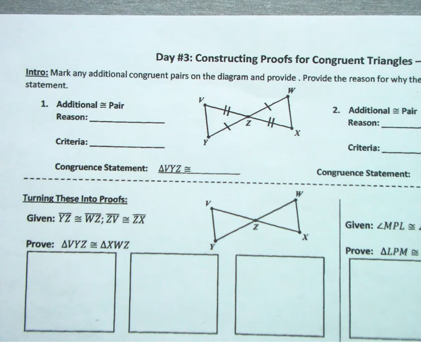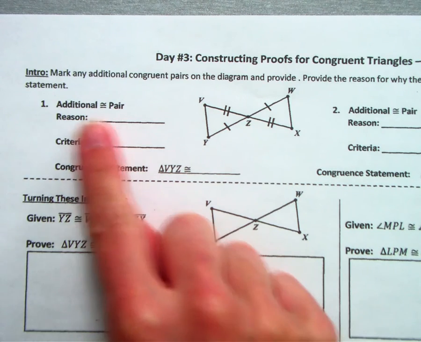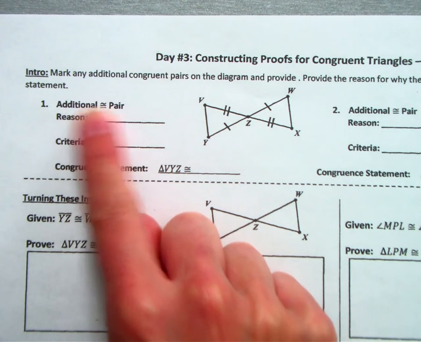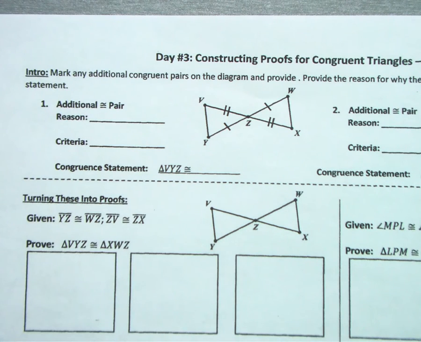So what we've been doing so far is looking at the picture and saying, can we add an additional reason, an additional congruent pair, and then why can we do that? Today, you're not going to be worrying about definition of midpoint or definition of bisect or definition of isosceles or right angle theorem or base angle theorem. You're just worried about reflexive and vertical. So just look for those two things, nothing else. And that includes on your homework as well.